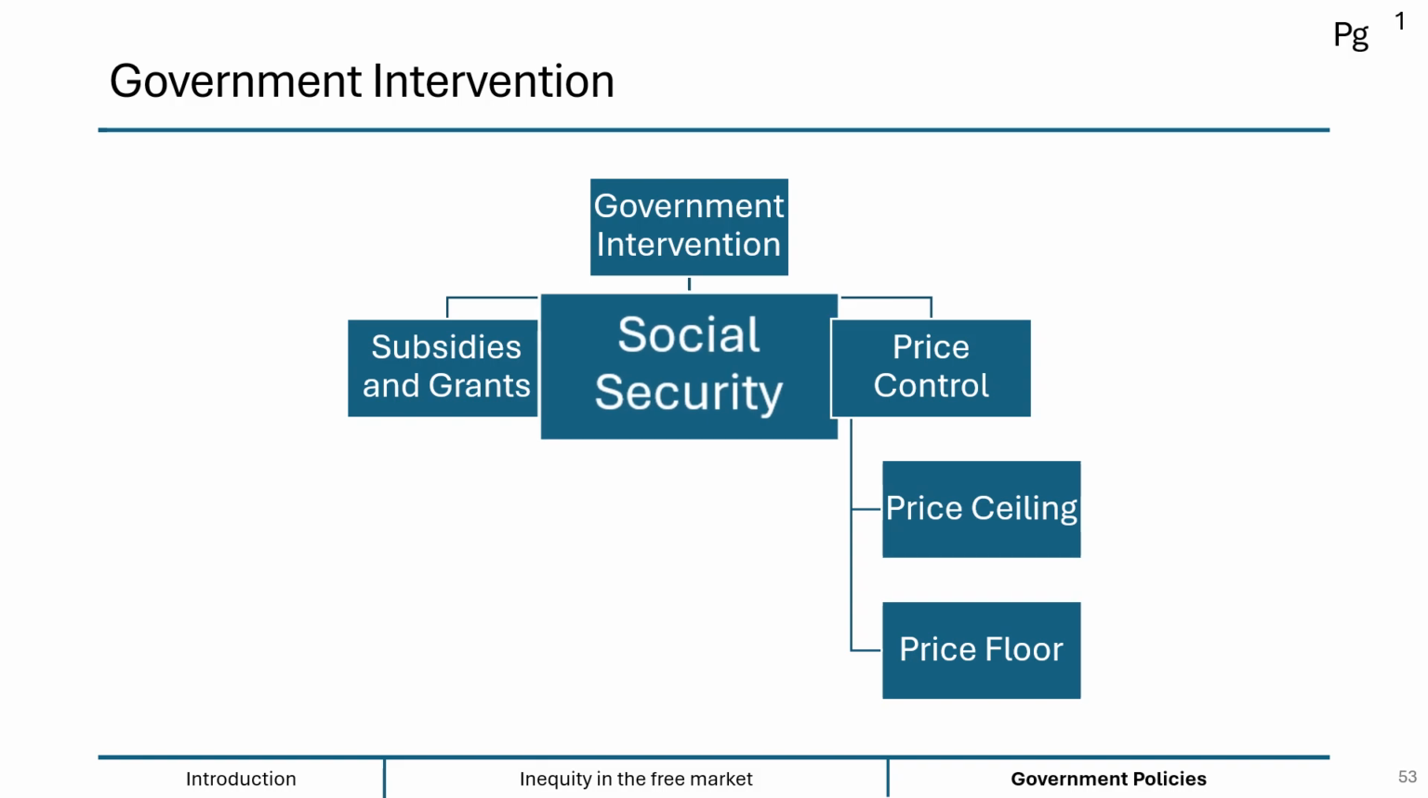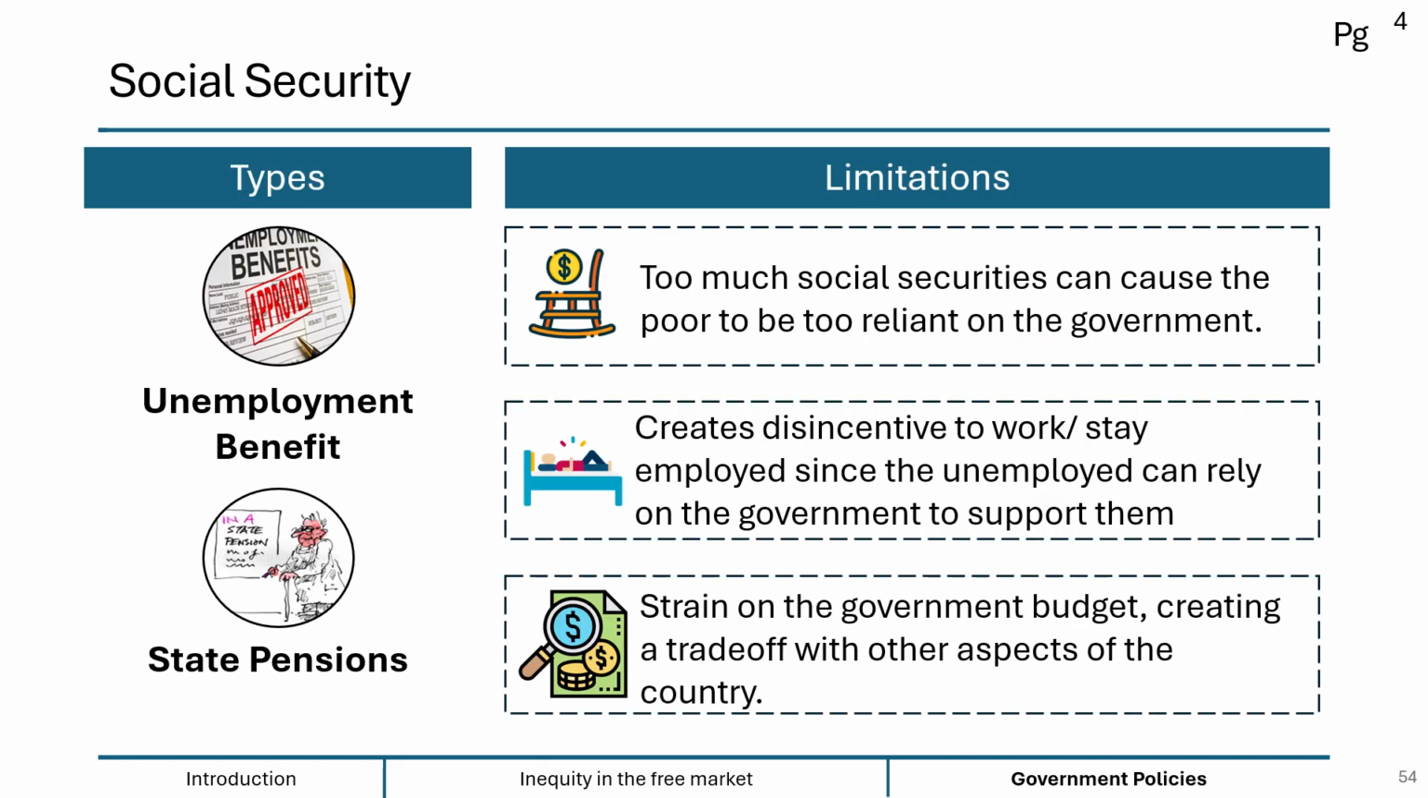Social security, in your notes, is only one small paragraph. So social security is actually the government payouts that provide cash benefits to individuals who cannot work or earn an income for themselves. Some types of social security: one is the unemployment benefit that is given to those that are unemployed. Then state pensions are those that are given to retirees. So what are the limitations of social security, right? It's very similar to that of subsidies and grants.